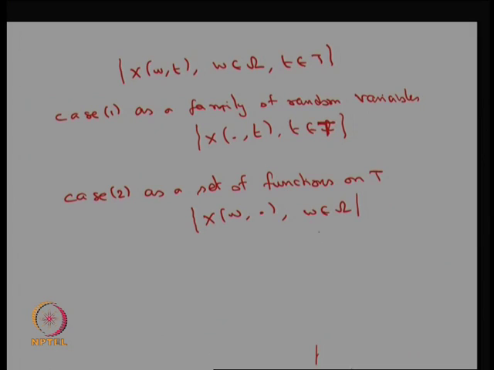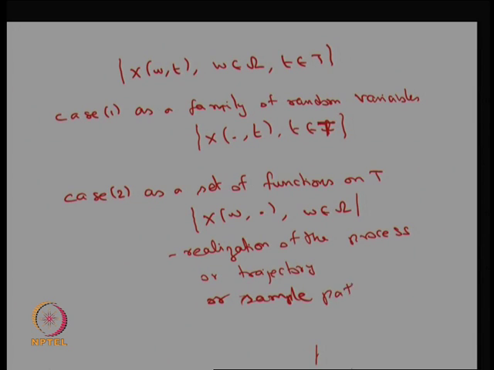In case 2, by fixing the ω, I make a function on t. Therefore this is the method of realization of the process, or it can be called a trajectory, or a sample path, or a sample function also. So these are all the different names by which case 2 can be called.